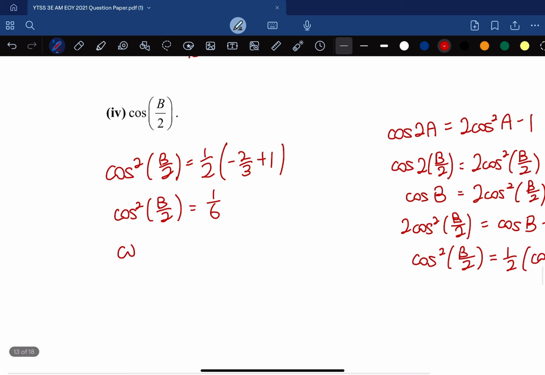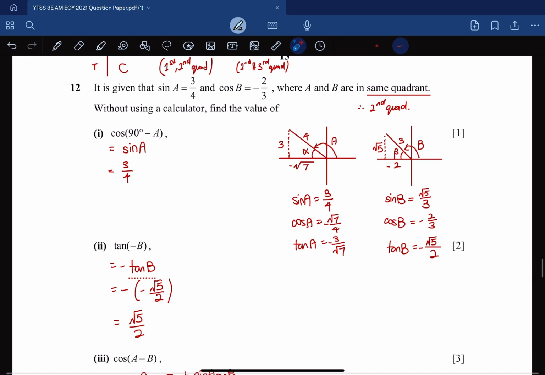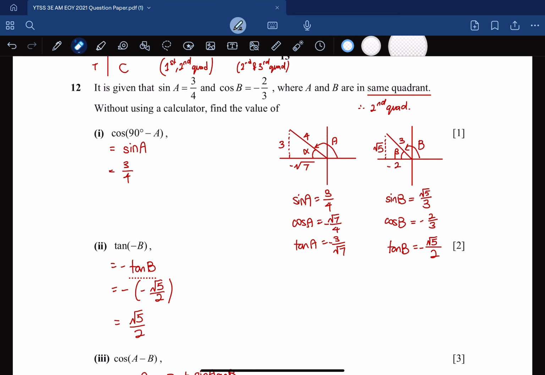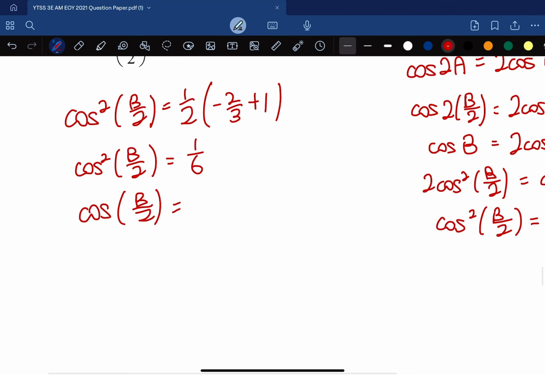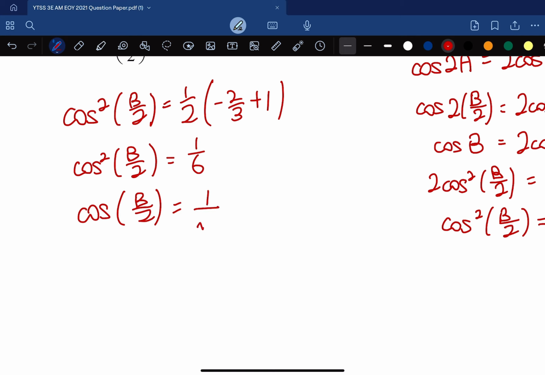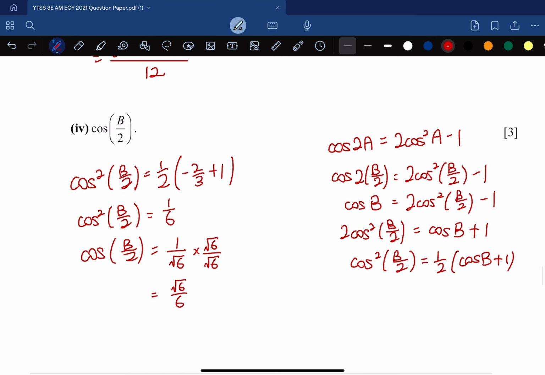So therefore, cosine B over 2 is equal to the positive square root, because if B is in the second quadrant, half of B will be in the first quadrant, and all trigo ratios are positive in the first quadrant. So I only consider the positive root. This will be 1 over root 6. Therefore you rationalize this. Remember, AMF cannot leave denominators with surds. This will become times root 6 over root 6. I'll get root 6 over 6. And this is the solution to part 4.